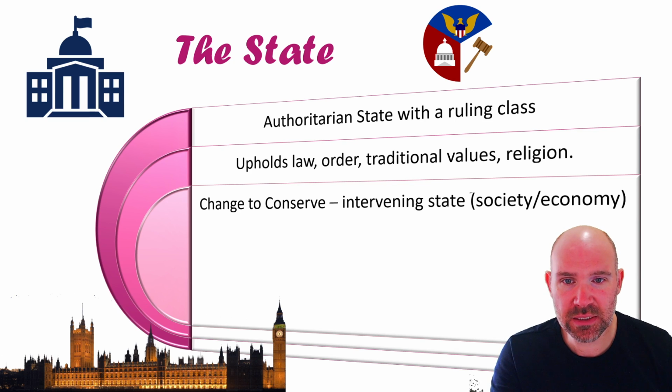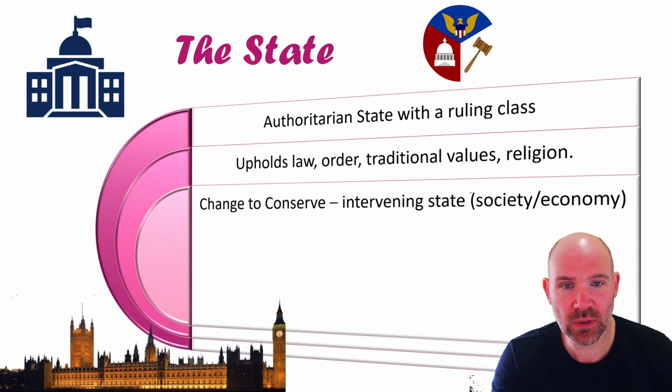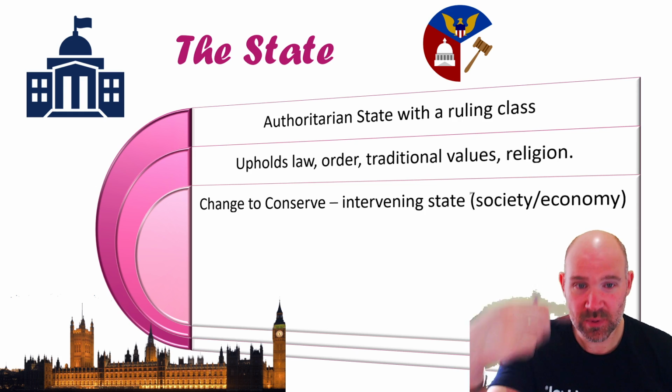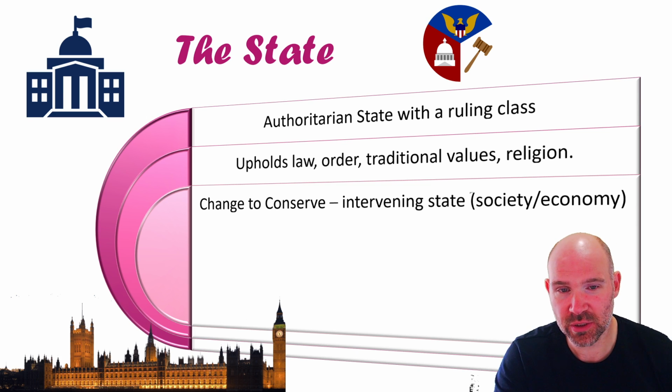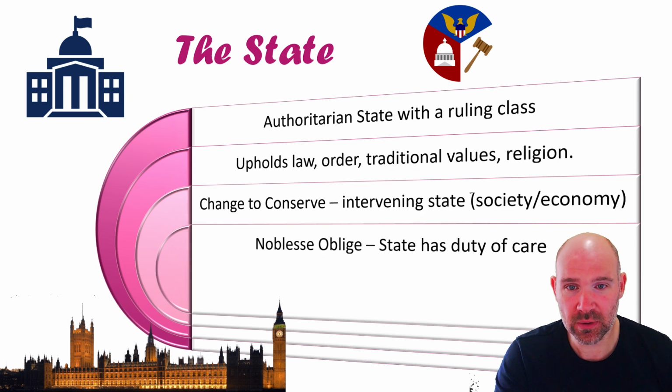But the state should be willing to change to conserve, and on occasion that will mean that the state will intervene in both society and the economy in order to conserve the overall structure of the country and the state. And I will show you some examples of that when we get to one nation conservatism, but it should be willing to make changes when necessary, as well as upholding the tradition.